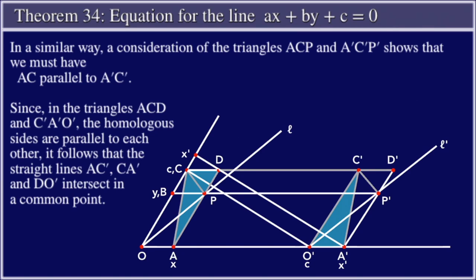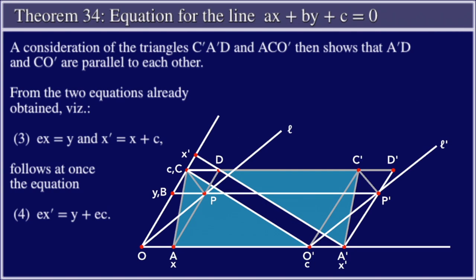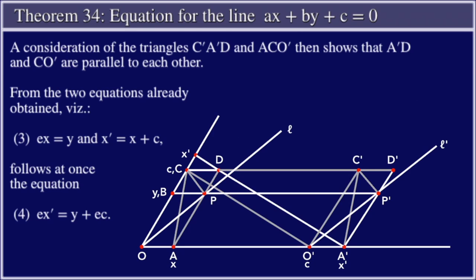Since in the triangles ACD and C'A'O', the homologous sides are parallel to each other, it follows that the straight lines AC', CA', and DO' intersect in a common point. A consideration of the triangles C'A'D and ACO' then shows that A'D and CO' are parallel to each other. From the two equations already obtained, namely Ex equals y and x' equals x plus c, follows at once the equation Ex' equals y plus Ec.